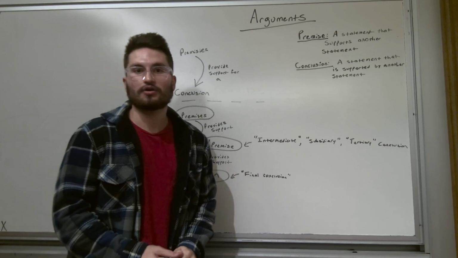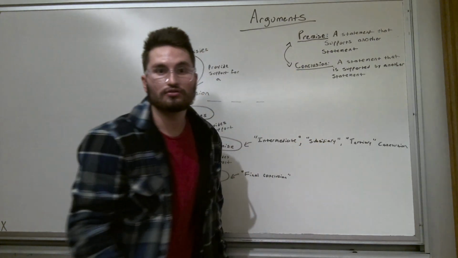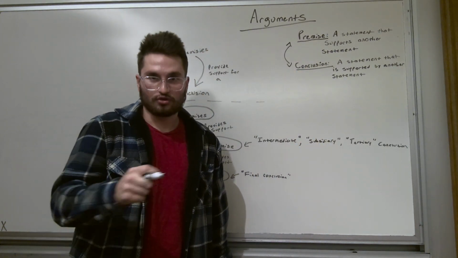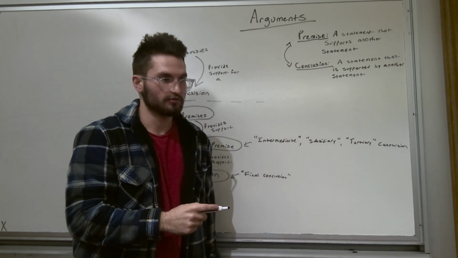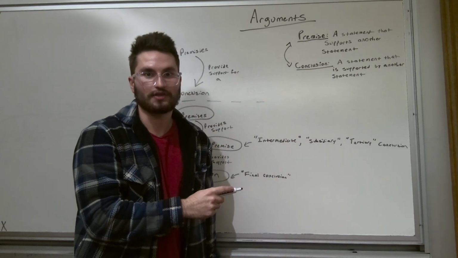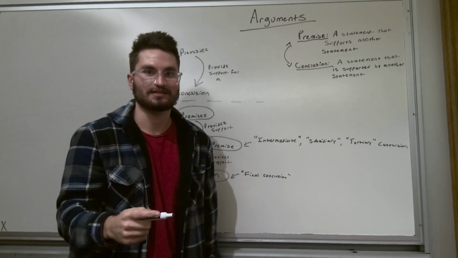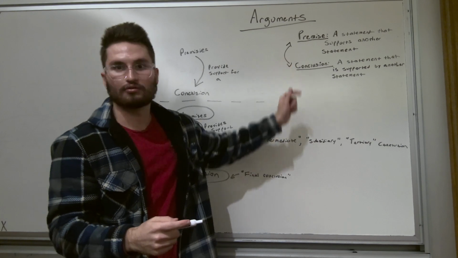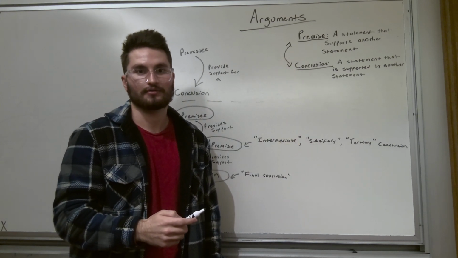Now, I want you guys to notice here how the definitions of these two terms are kind of circular, in the manner that you can't have a premise without a conclusion, and you can't have a conclusion without a premise. Rather than existing as independent entities, the premises and the conclusions of an argument are defined by the relationship that they have with each other.